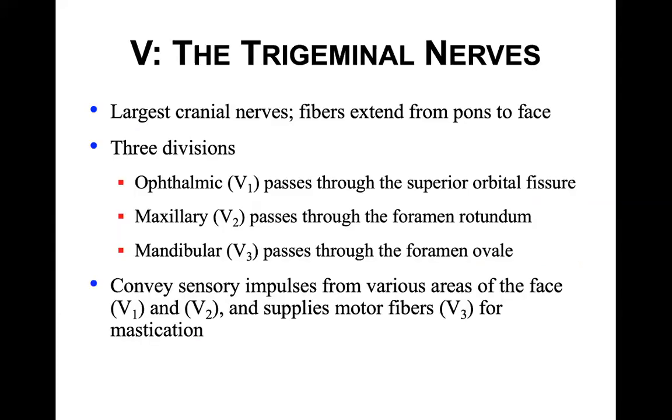The trigeminal nerve, this is cranial nerve number 5. This is the largest cranial nerve. There are 3 divisions. You have the ophthalmic, maxillary, and mandibular, or respectively V1, V2, V3. They will convey sensory impulses from various areas of the face, as such, from V1 and V2. And they will also supply motor fibers, V3, for mastication, which is the process of chewing.